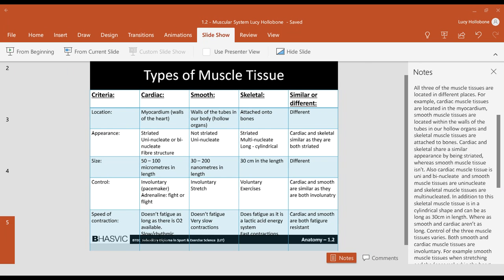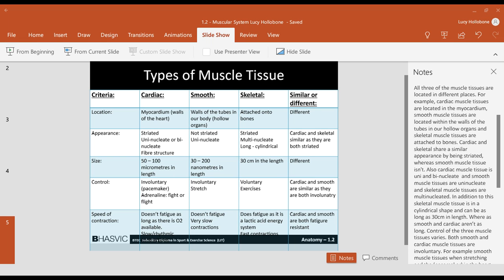Cardiac and skeletal muscle tissues share a similar appearance by being striated, whereas smooth muscle tissues aren't. Also, cardiac muscle tissues are uni and binuclear, and smooth muscle tissues are uninuclear, however, they are not binuclear too. And skeletal muscle tissues are multinucleated.